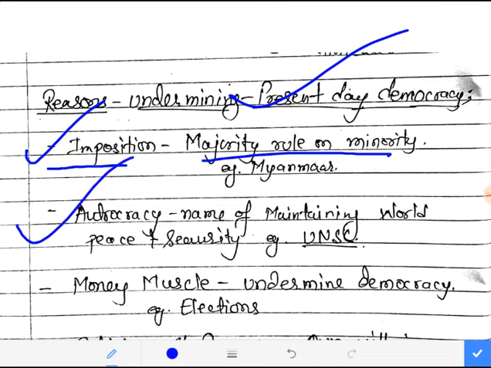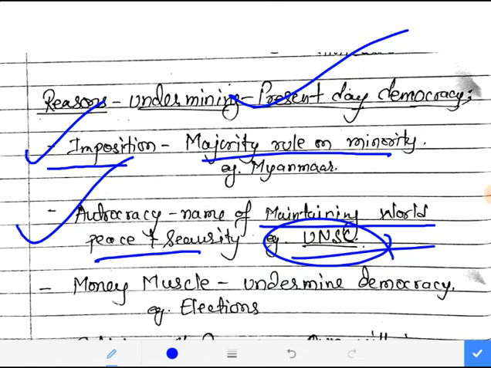Next is autocracy in the name of maintaining world peace and security. The example I've taken is the United Nations Security Council, because the world is a democratic institution, right? So everything must be within democratic limits, but here it is seen that a few institutions like the United Nations Security Council are, sorry guys, my health is not that good, but anyways, these institutions are being handled by just five countries, right? The P5 countries. Whatever the decisions regarding international peace and security are, they are taken by just the five countries. So this must not happen, since the world is a democratic institution, right?